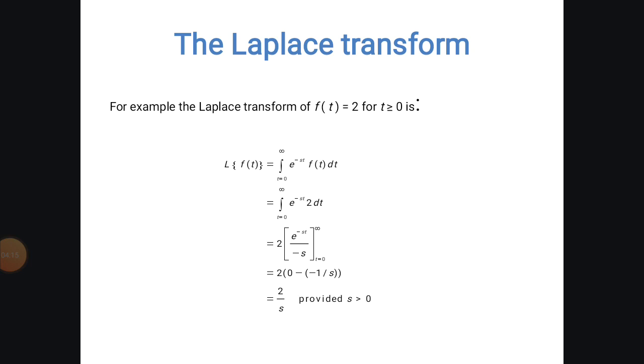So it will be minus 1 upon s. So it will finally look like 2 upon s, and when s is 0, it will be the case of failure, right? So provided that the denominator should not be 0, the denominator should be greater than 0, that is, s should be greater than 0. So the Laplace transform of 2, where t is greater than 0, is 2 by s, provided that s is greater than 0. Okay.